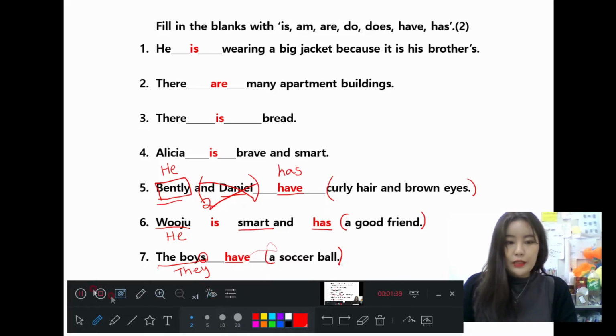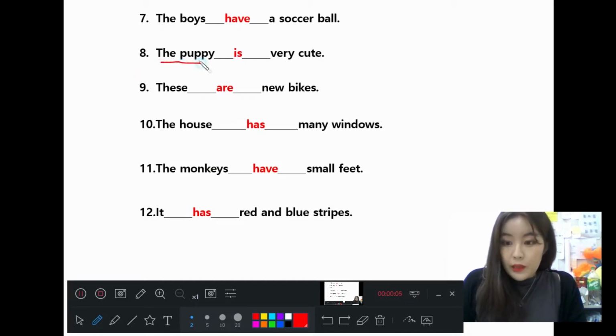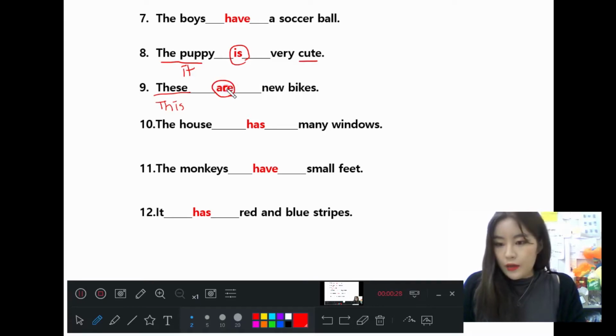Good job, guys. Alright, now let's take a look at number 8. The puppy. The puppy is only one. So we can replace this with it. And the following verb is going to be be verb because it is an adjective. And since it is only one, we are going to use is. And these is a plural form. So we are going to use are, okay?